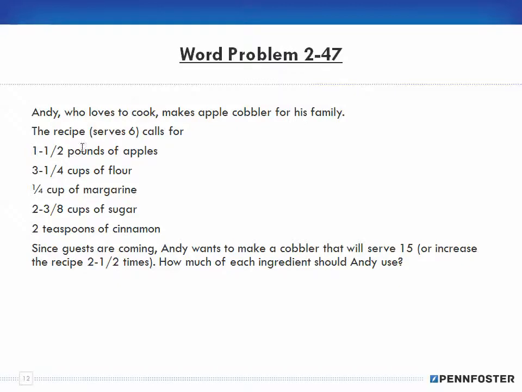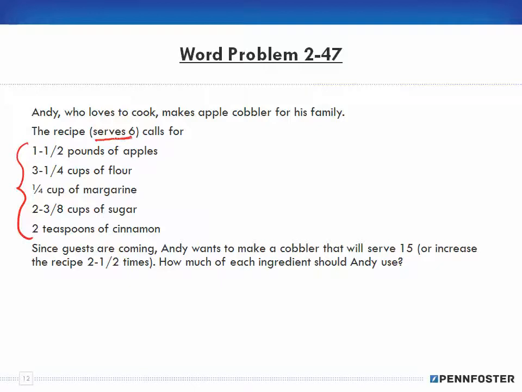Okay. Andy, who loves to cook, makes apple cider for his family. The recipe serves 6 and calls for these numbers: 1.5 pounds of apples, 3 1/4 cups of flour, 1/4 cup of margarine, 2 3/8 cups of sugar, and 2 teaspoons of cinnamon.